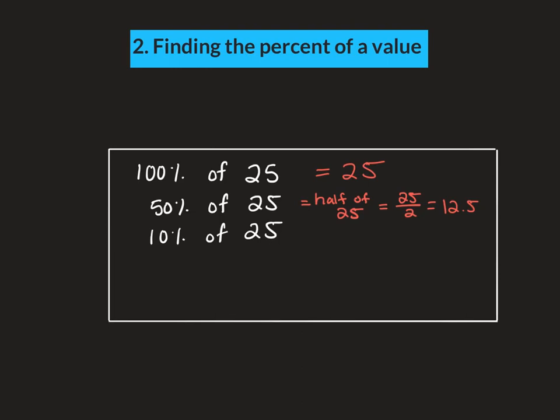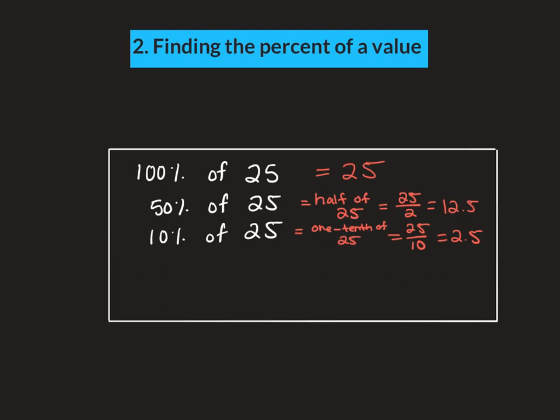How about 10% of 25? Well, if 100% is one whole, 10% of that would be 1/10. So I can take my 25 and divide it by 10. In this case, I get 10% of 25 equals 2.5.